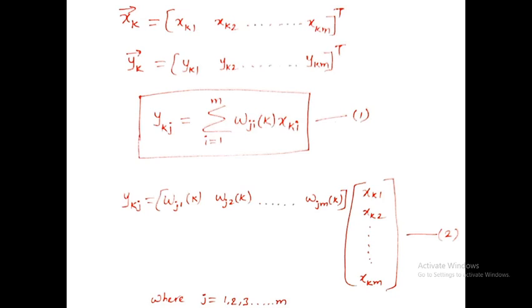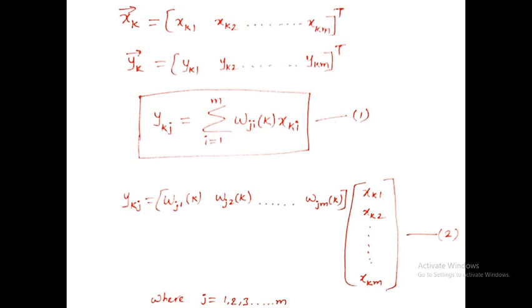So here, yk is equal to the summation, which can be written as wj, with i equal to 1 to m substituted, wj1 of k, wj2 of k, and so on, wjm of k, times xki, which can be the vector again, xk1, xk2, and so on, xkm. It is nothing but the second equation. Now here you can vary j from 1 to m, and i also can be varied from 1 to m, because both input and output have m neurons. So with respect to the kth pattern, this is the second equation.